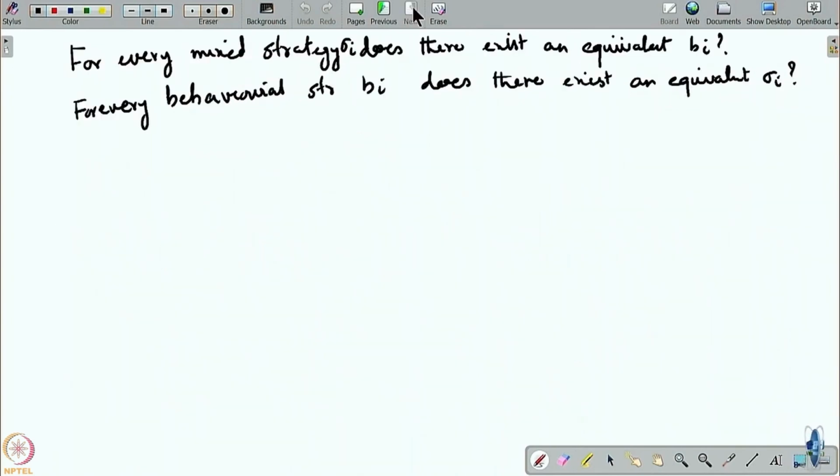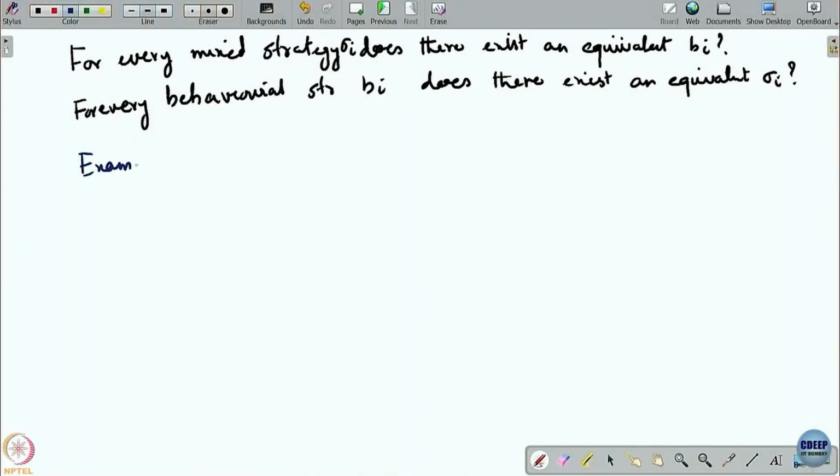So, we are now left with essentially this question. Now that we have defined this notion of equivalence, is it true that for every mixed strategy there exists an equivalent behavioral strategy, and for every behavioral strategy there exists an equivalent mixed strategy? If we settle this, then we are clean as far as the theory of games is concerned, because then we don't need to tell the player what to play. We can just stick to our role as observers, right? All right. So, unfortunately, this is not the case.